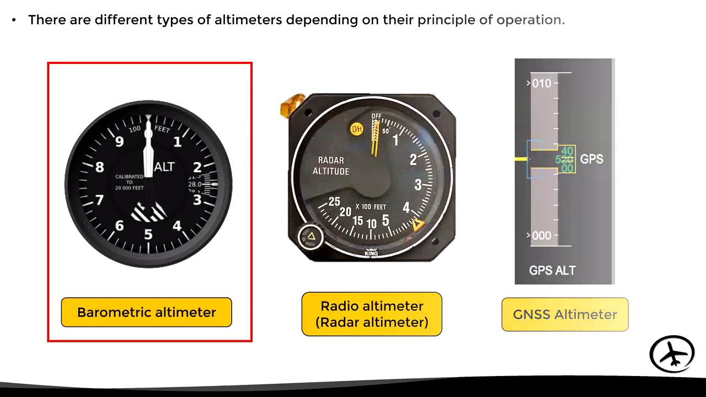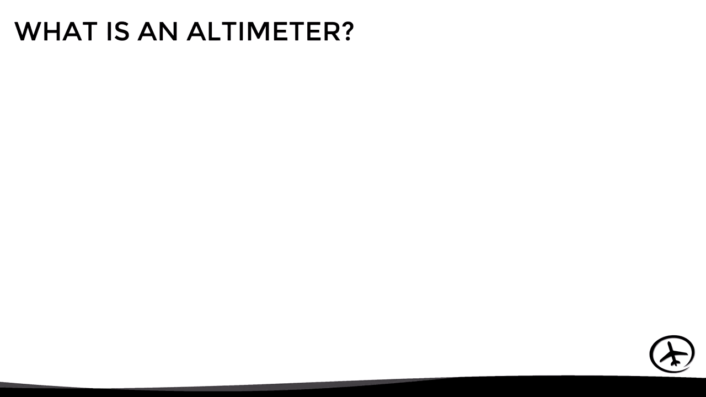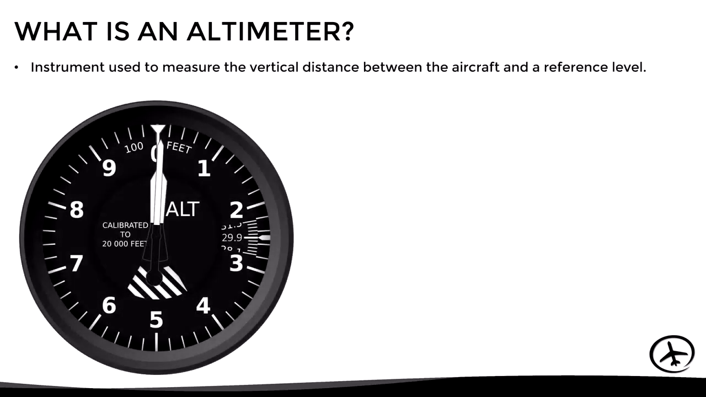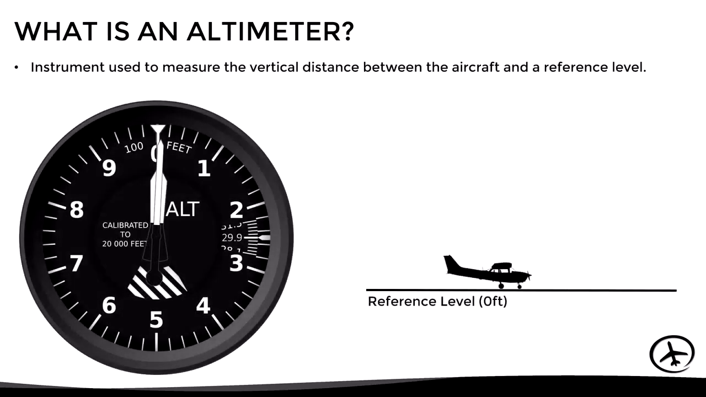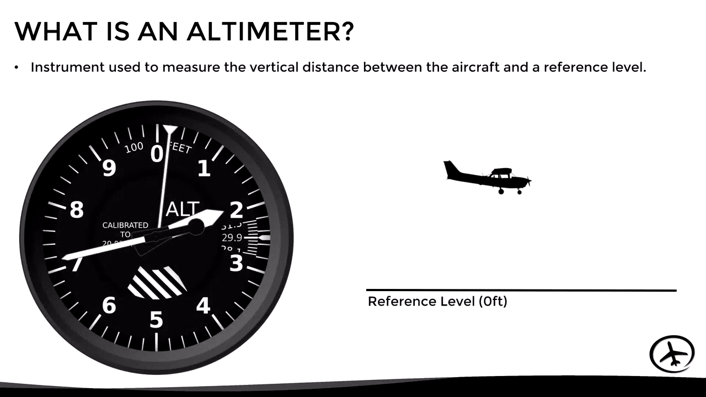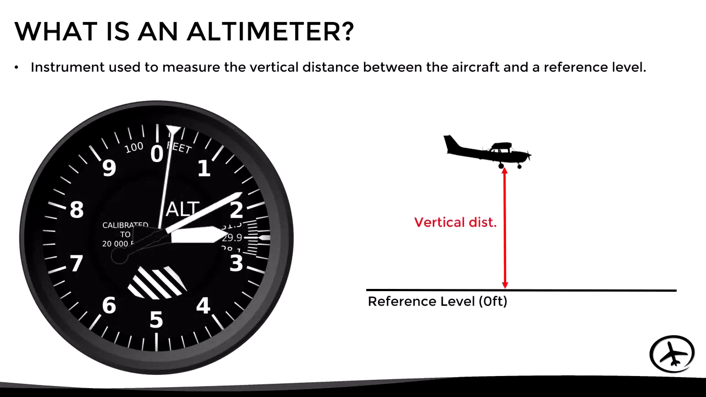So let's see exactly what a barometric altimeter is. In simple terms, this is an instrument that measures the vertical distance between the aircraft and a specified reference level. This reference level will be the one at which the altimeter will indicate 0. And therefore, the altimeter will measure how high the aircraft is with respect to that level. This vertical distance can be expressed in terms of feet or meters, even though most altimeters are calibrated in feet.